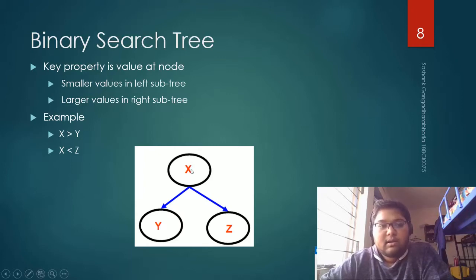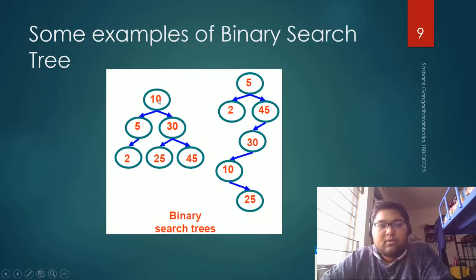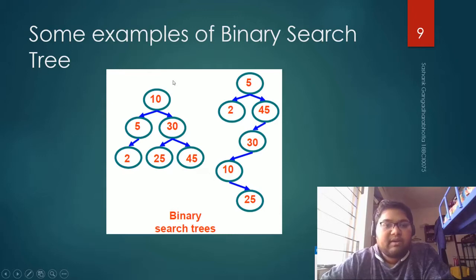Here, if we consider x, y and z, x is the parent node and y and z are children nodes. x must be greater than y, and x must be less than z, as you can see here. So for the examples, these both are binary search trees and you can verify them also.